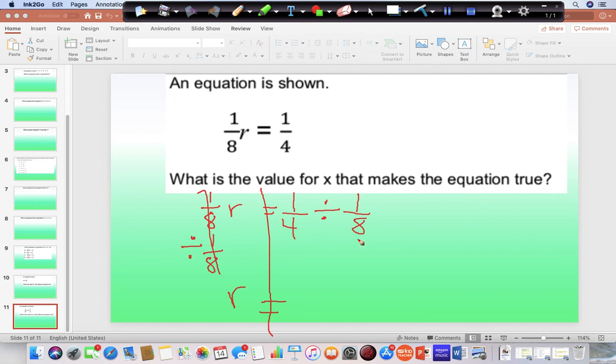When we are dividing fractions, we want to multiply by the reciprocal of the second number. So we want to flip the second number and change our sign to multiply. 1 times 8 gives us 8. 4 times 1 gives us 4. And 8 divided by 4 gives us 2. So our answer here is r is equal to 2.